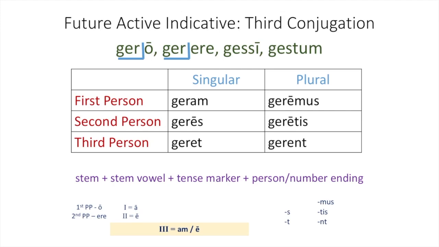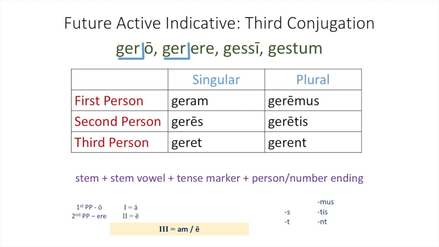Geres, you will manage. Geret, he, she, it will manage. The T makes that long E short. Geremus, we will manage. Geretis, y'all shall manage. And gerent, they will manage. The NT also makes that E short. So these are all of your future forms. Remember to never use bo, bi, bu for the future tense of third and fourth conjugation. It's this A and long E that you will use for third and fourth conjugation.